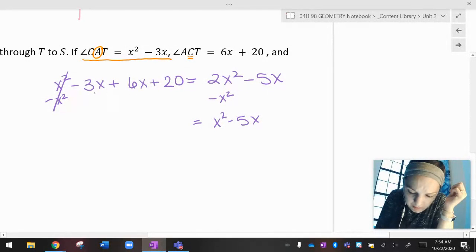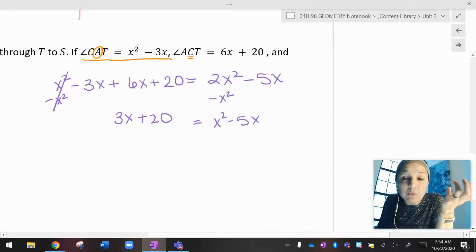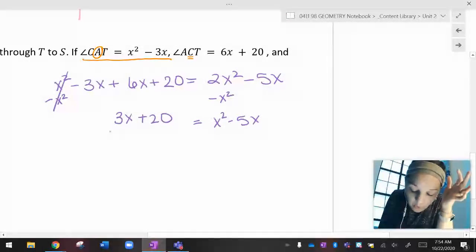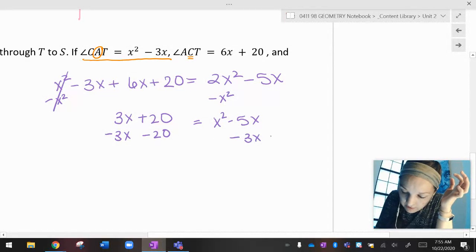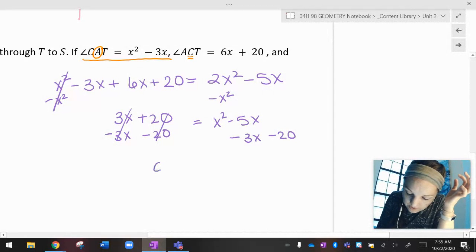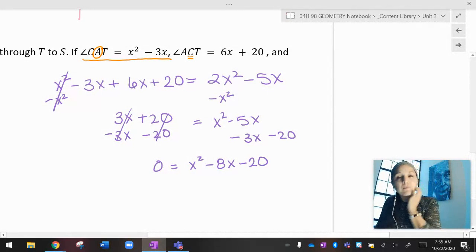So then I have 2x squared, take away an x squared is 1x squared. And then over here, I'm going to combine like terms. Negative 3x plus 6x is 3x. And now I want to set this equal to 0, but I want to leave the x squared where it is. So I'm going to take everything off of this side. All right, so those subtract to 0. Negative 5x minus 3x is negative 8x minus 20.